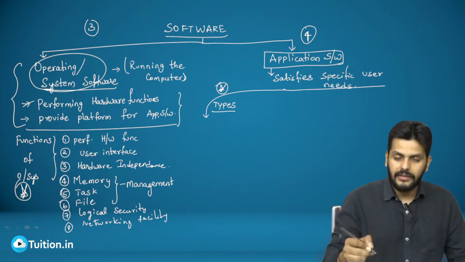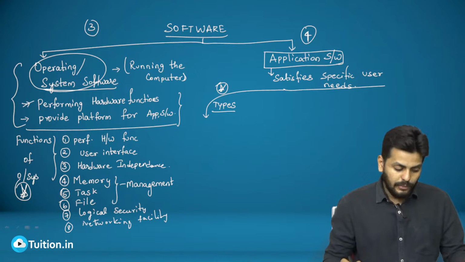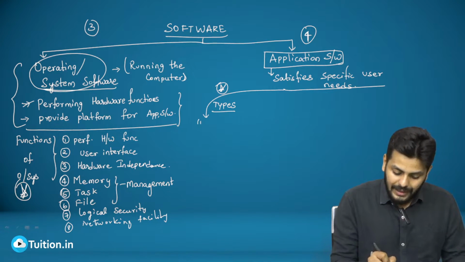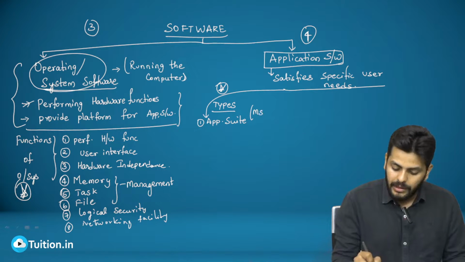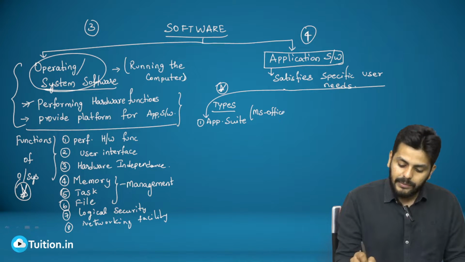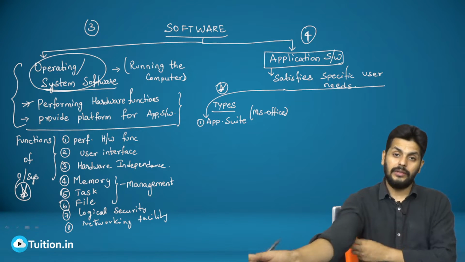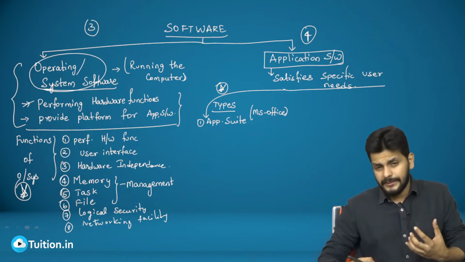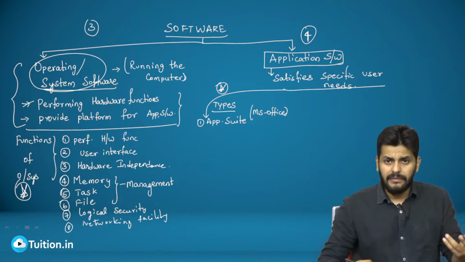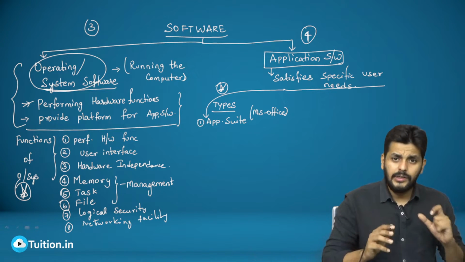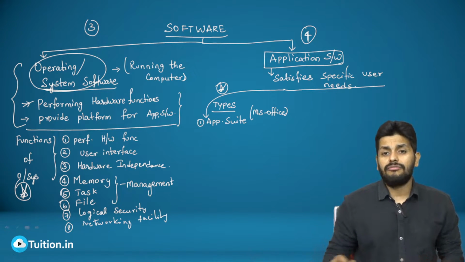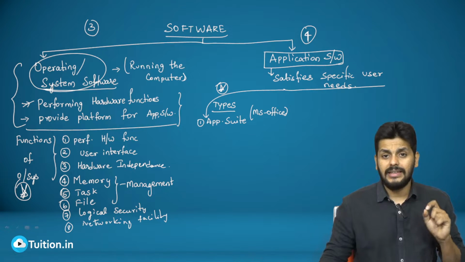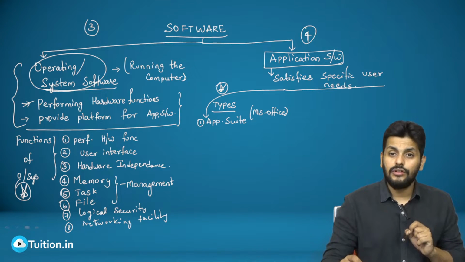Another star question, another short answer that probably has an opportunity to come in the exam. The first type of application software is called an application suite. The best example for this is MS Office, where multiple small applications are bundled together. For example, Word, Excel, PowerPoint, Access, Outlook, all bundled into one software. When multiple softwares are bundled into one like that, it is called an application suite.